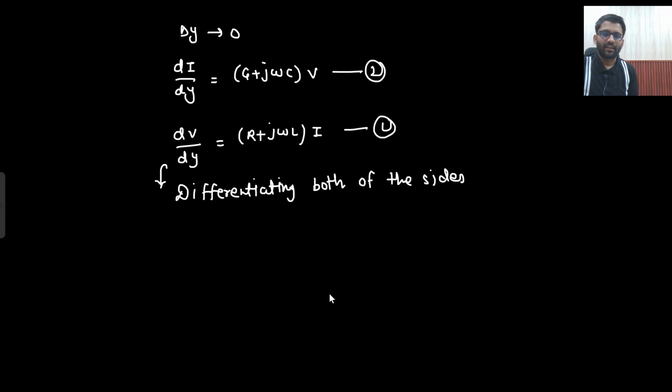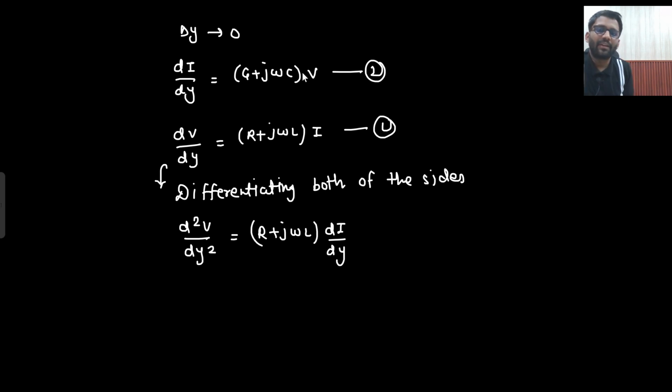It is being written crooked, man. Why is it going in this direction even though it is straight? Still, differentiating on both sides, what are you going to get? R plus j omega L dI by dy.